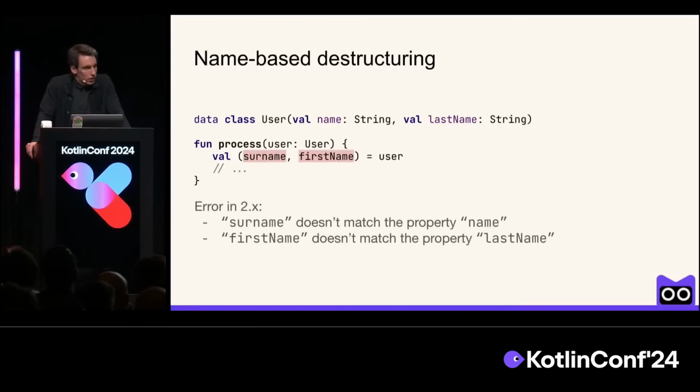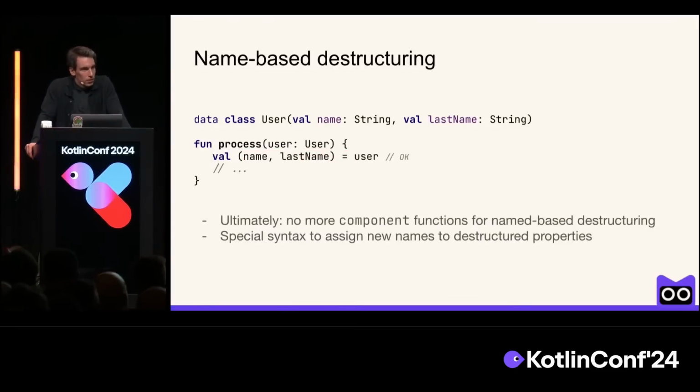So at some point after Kotlin 2.0, we are going to provide gradual warnings and then errors in the end, so that it won't be possible to use arbitrary names when destructuring your data class. And ultimately, we'd like to avoid component functions for name-based destructuring altogether. So there will be fewer auto-generated functions in data classes at some point. And also, we are going to provide special syntax to assign new names to destructured properties. So the code in general will be safer in future when using data classes.